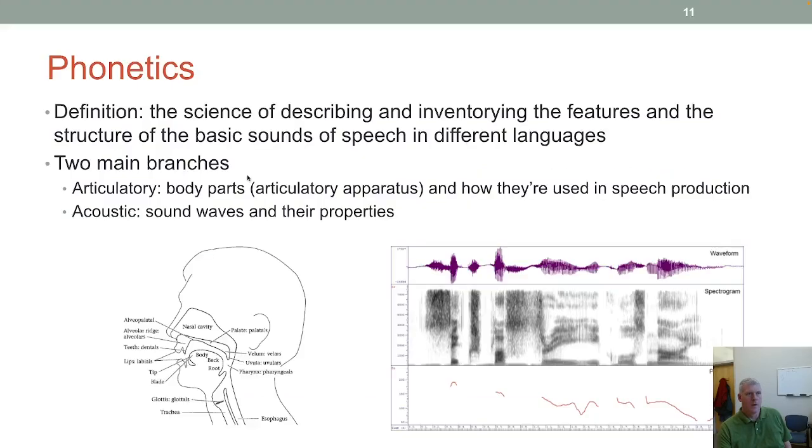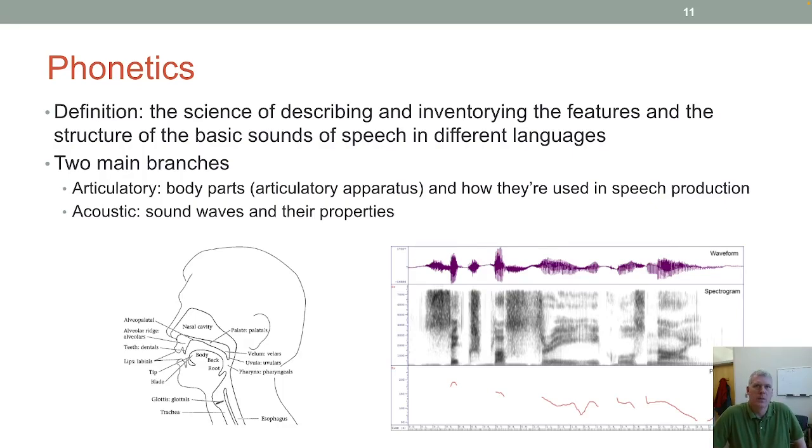Okay, let's talk about phonetics for a second. Phonetics, what is it? Well, it's the science of describing and inventorying the features and the structure of the basic sounds of speech in different languages. That's what phonetics is. There are two main branches of phonetics.